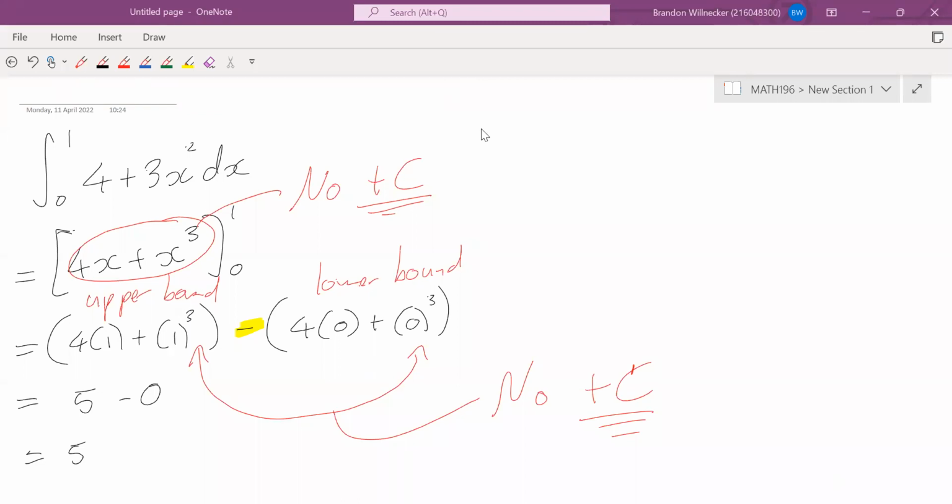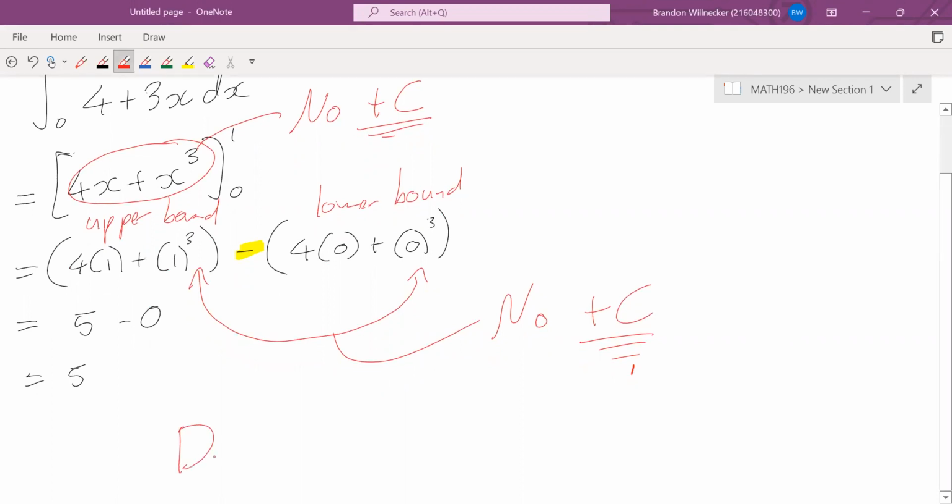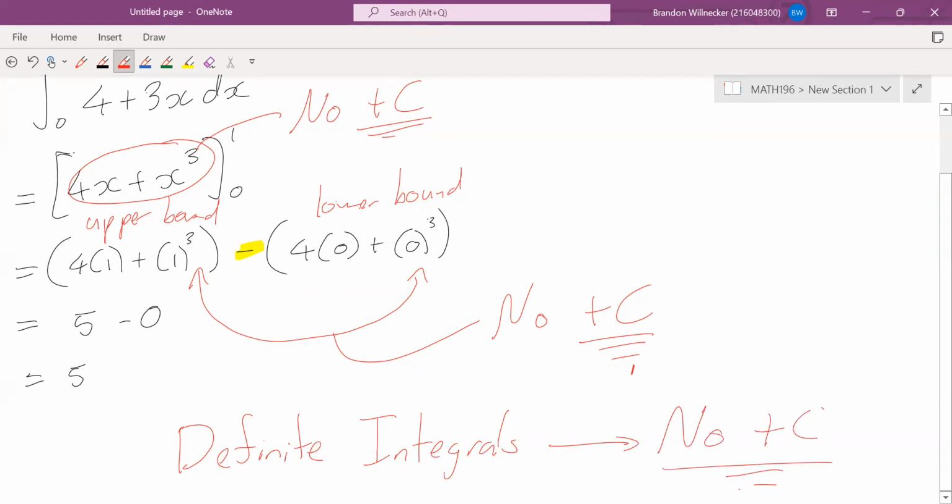Okay, so that's just another thing that I've spotted in test 1 and test 2. Some students are putting plus c for definite integrals. You don't do that. Definite integrals, no plus c. So definite integrals, no plus c. You just don't do that. Okay, any questions so far?